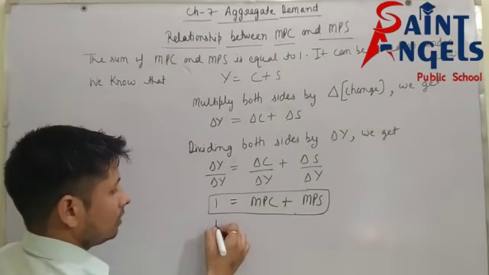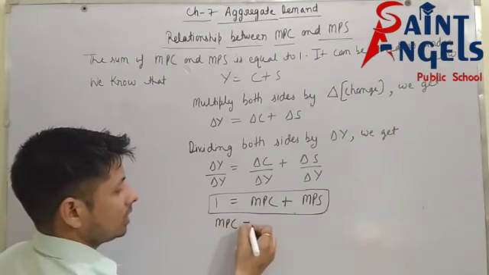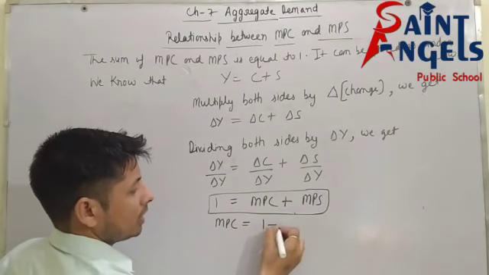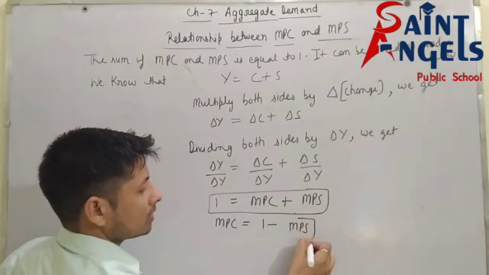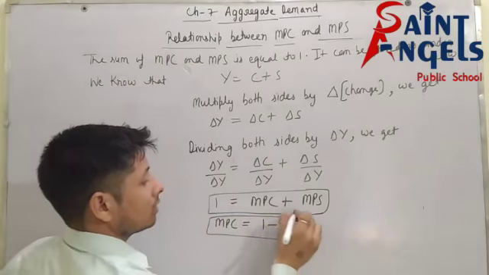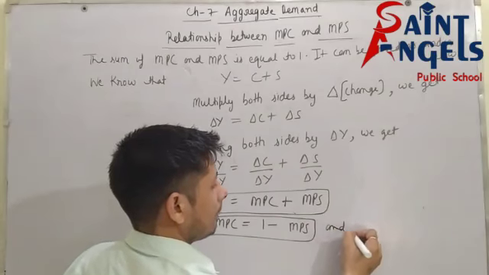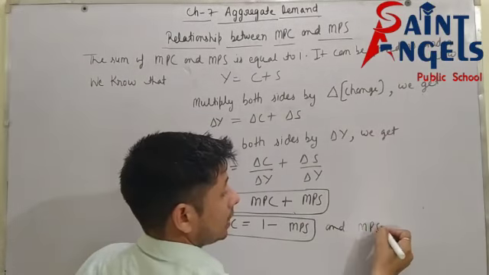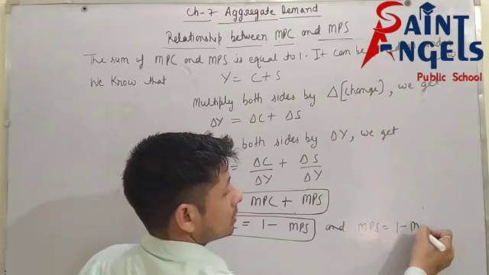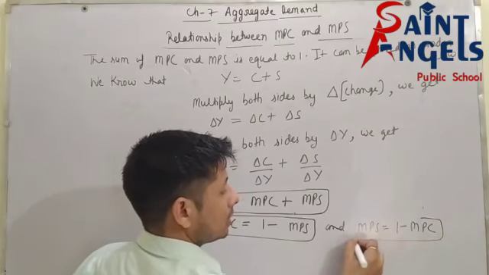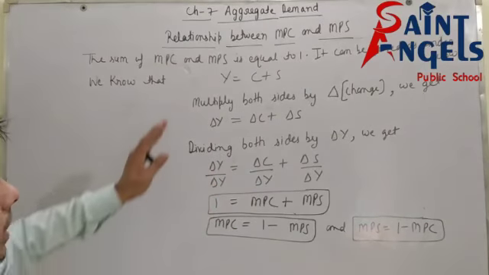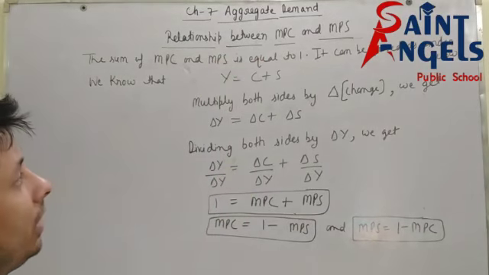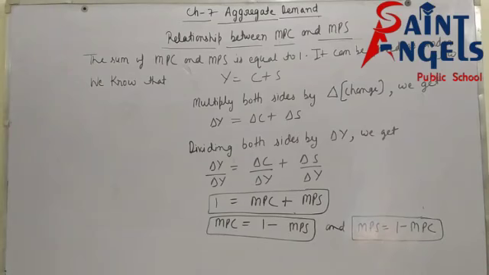Now see, MPC is equal to 1 minus MPS, and MPS is equal to 1 minus MPC. So I hope all of you have understood the relationship between MPC and MPS. Please pause the video and note this down.